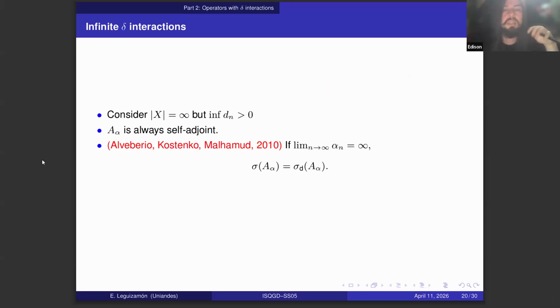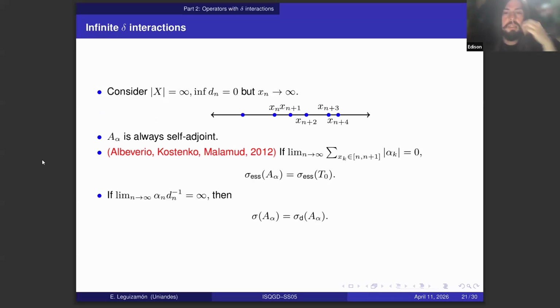So it happens when we don't have accumulation, when we have a discrete set, infinite but discrete. What happens if the points are still discrete, but the points tend to accumulate in the sense that the distance tends to 0? We have two cases: if the alphas are small, let's say, the essential spectrum is conserved, and if the alphas are strong, again it destroys the essential spectrum.